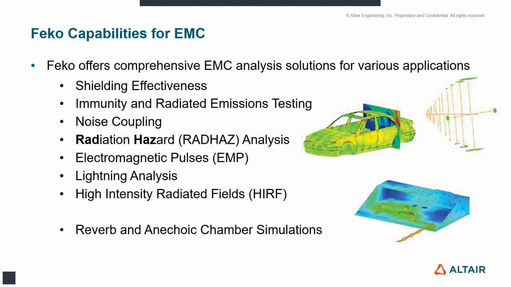Now coming to the Feko capabilities for EMC, it can be used for a wide range of EMC applications, including shielding effectiveness analysis, immunity, as well as radiated emission analysis. It can be used for noise coupling analysis as well. Radiation hazard analysis is another popular application. It can be used for lightning as well as the effect of EMP that can be analyzed in Feko as well. Feko can also be used for HIRF analysis, high intensity radiated fields analysis. And in addition to all these EMC applications, Feko can also be used for designing EMC chambers, both the reverberation as well as anechoic chambers.